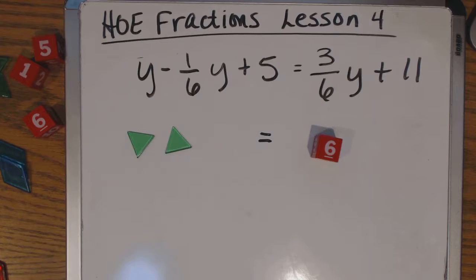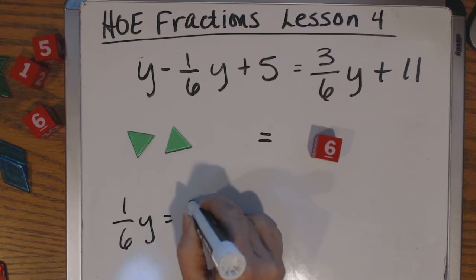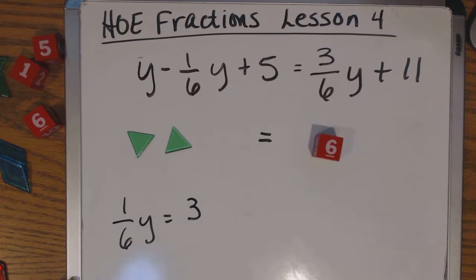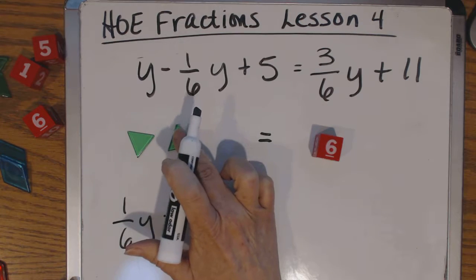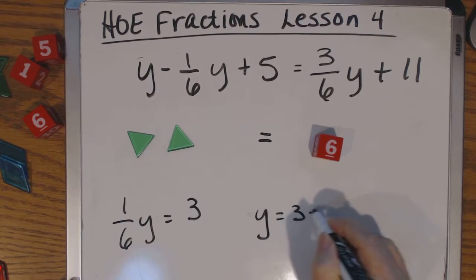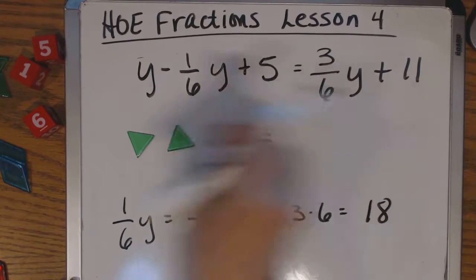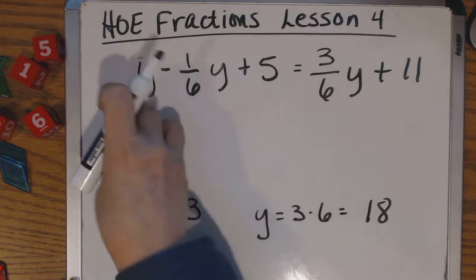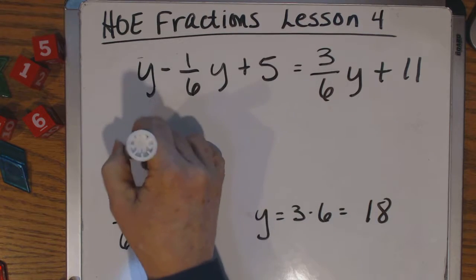Therefore, 1/6 of y has to equal 3. It has to equal half of that, right? Each one of these is worth 3, and 6 of them cover up y, then y has to equal 3 times 6, which equals 18. Okay? So let's see if we were correct by doing the check.